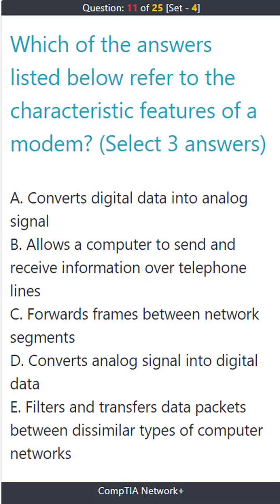Question 11. Which of the answers listed below refer to the characteristic features of a modem? Select 3 answers. A. Converts digital data into analog signal. B. Allows a computer to send and receive information over telephone lines. C. Forwards frames between network segments. D. Converts analog signal into digital data. E. Filters and transfers data packets between dissimilar types of computer networks.